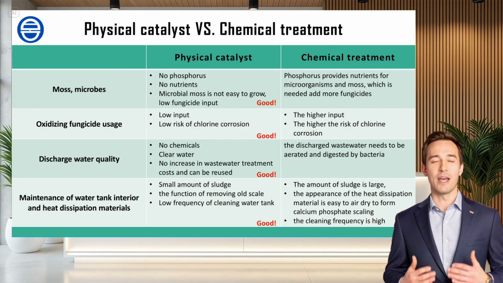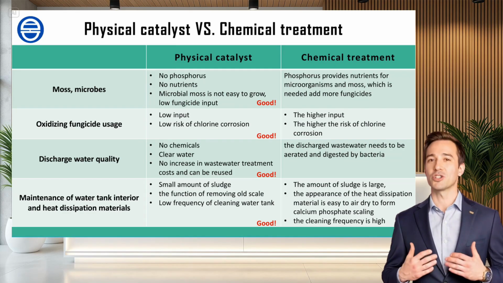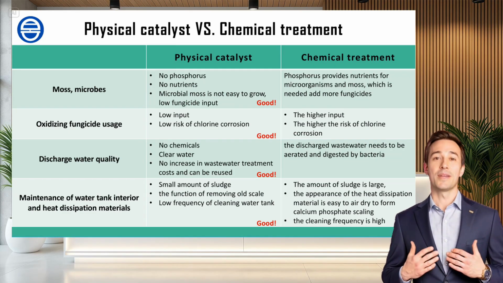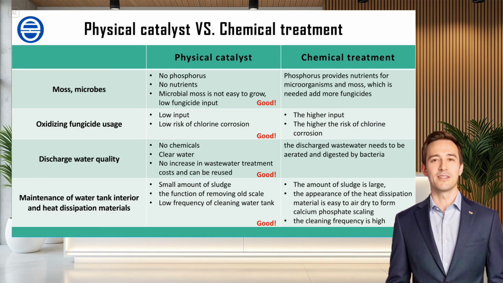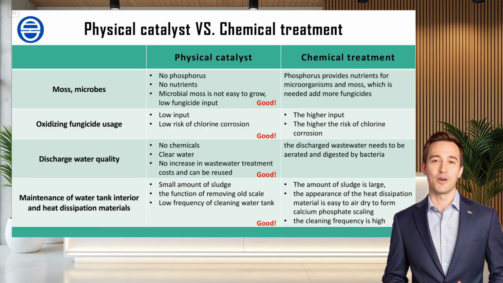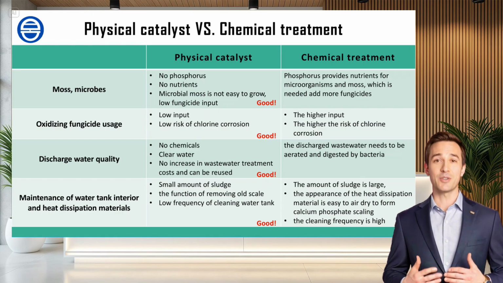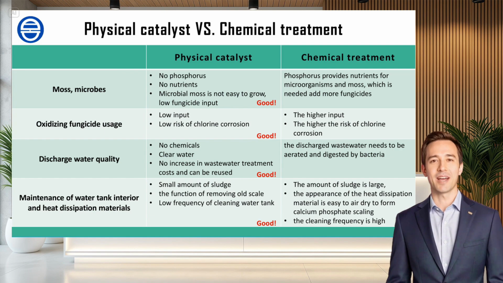Now let's take a look at how CCD and traditional chemical treatment compare when it comes to dealing with algae, moss, and other microorganisms. Both methods still require biocides to control microbial growth. But here's the catch with chemical treatment. The phosphonates used to prevent scaling, well, they also act as a nutrient source for microorganisms. So in order to control algae and bacteria, you'll need to add even more biocide.